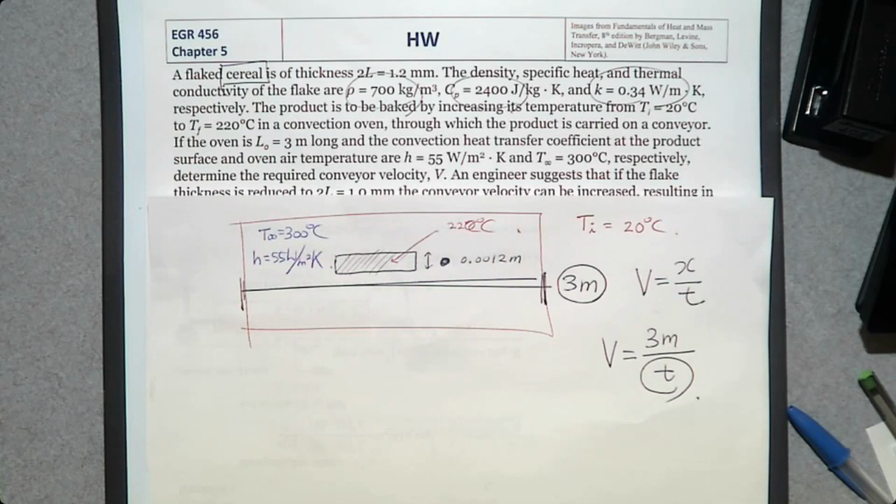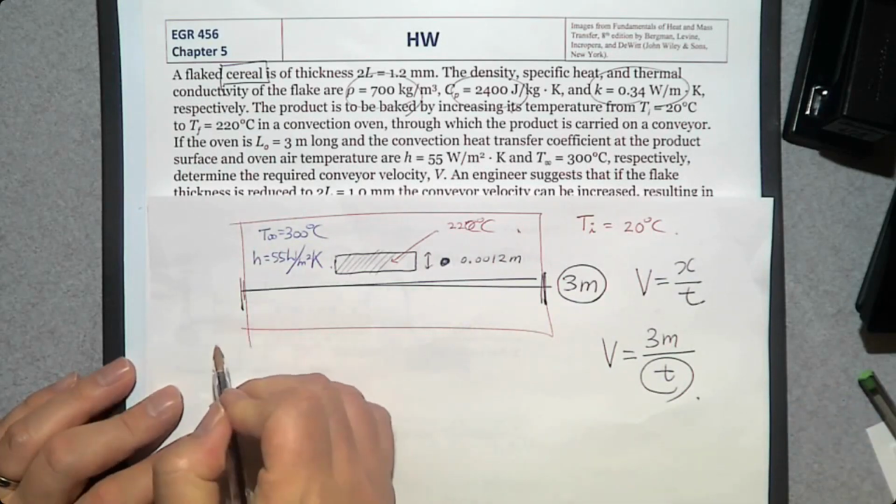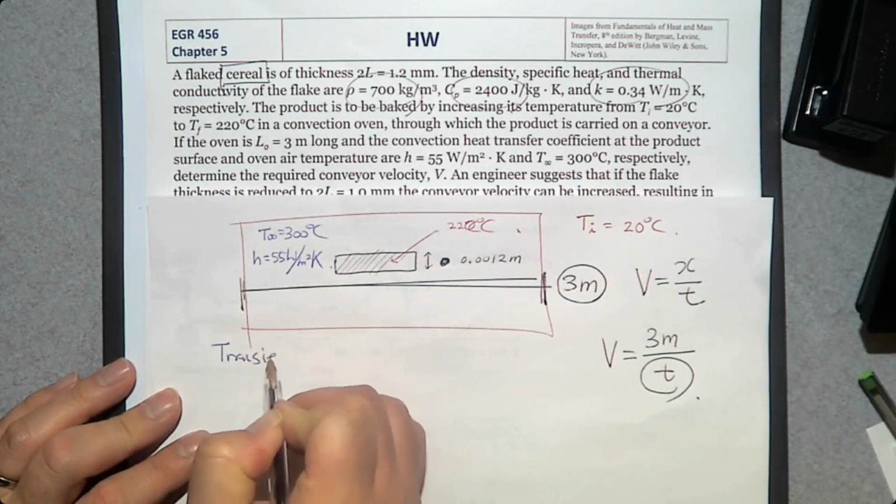So let's do that. So we know there's a change in temperature. The temperature of the cereal is going to increase from 20 to 220. So that's a dramatic increase. The temperature of the cereal is increasing in time. So you can say, okay, this is a transient conduction problem.